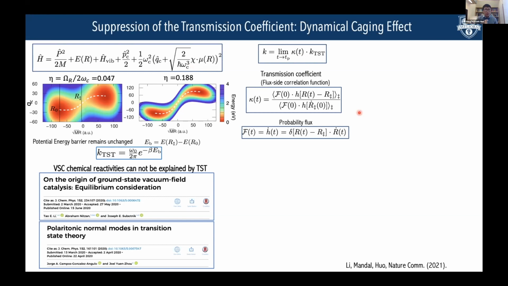There is no recrossing. So what is missing is actually the recrossing, and it is captured by this so-called transmission coefficient. And you can formally calculate this through this flux-side correlation function, where you just choose a dividing surface and a side function, and the flux is the time derivative of that. So we can compute this either quantum mechanically or classically.